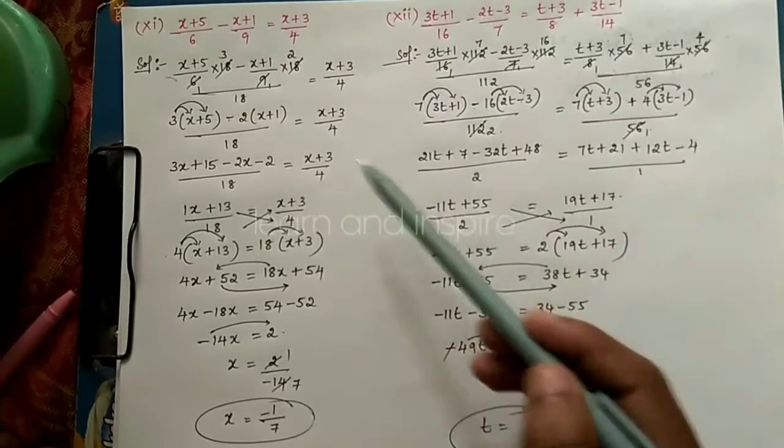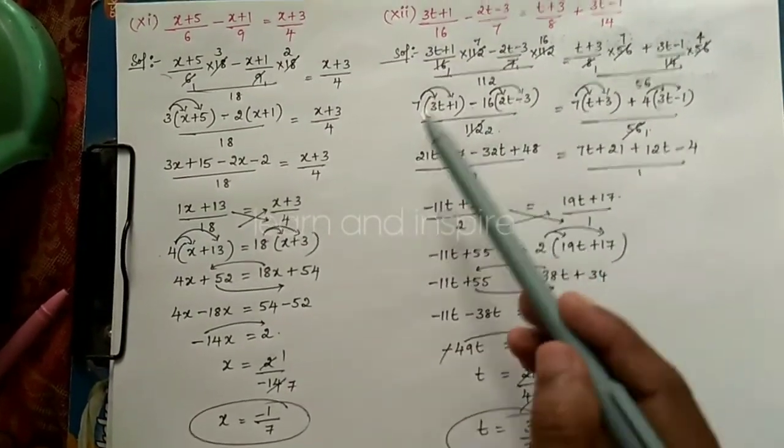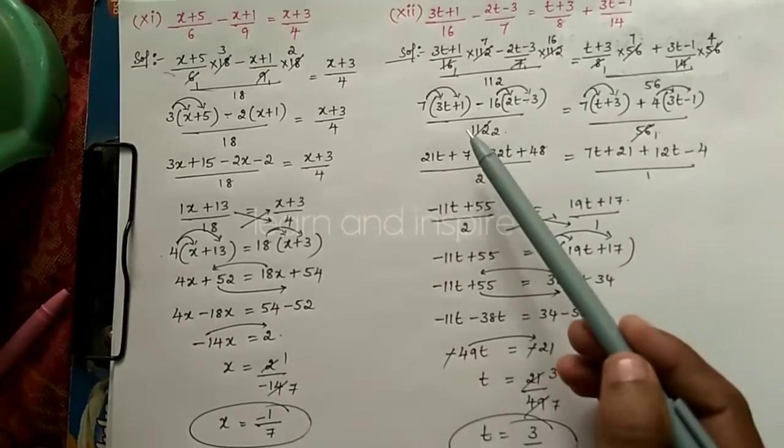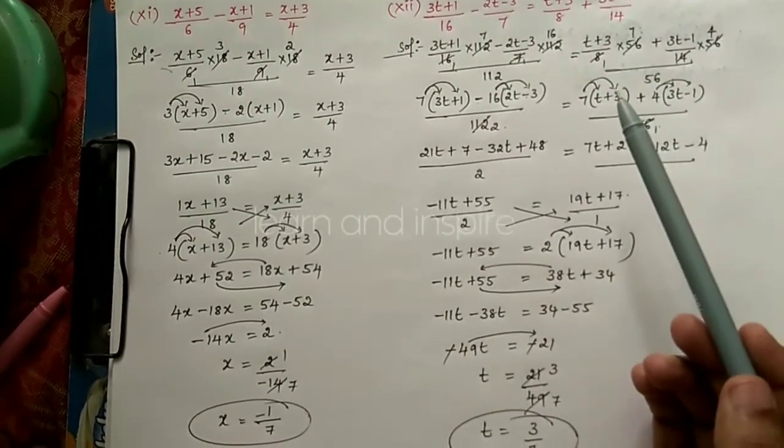These are the problems from exercise 2.5, first Roman. In first Roman we have 12 problems. So in the next video we'll see the remaining problems. Okay, thank you.